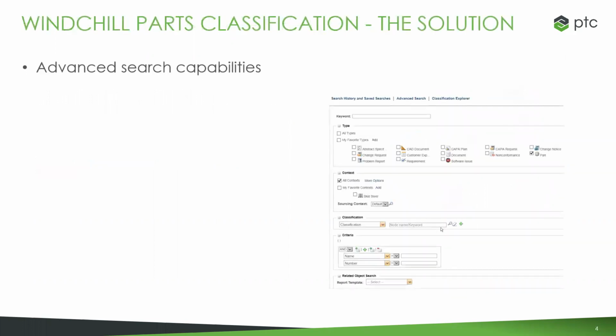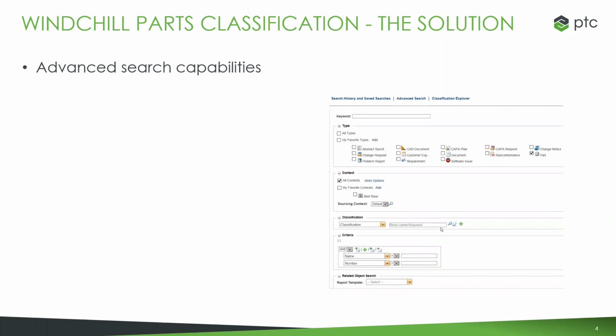So what PTC has introduced as the solution to these challenges is Windchill Parts Classification. What this brings to the table is, first off, advanced searching capabilities within the Classification Explorer, where you can search for objects in Windchill based on whatever the component is. There are different attributes, and you'll see this in the demonstration, but you're going to lay out different classifications, different schema, and different criteria that your parts are going to be organized within.